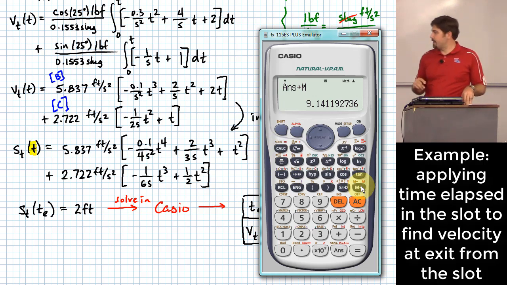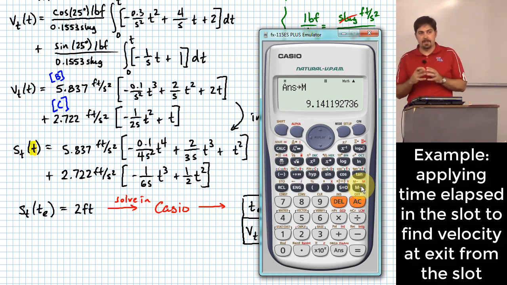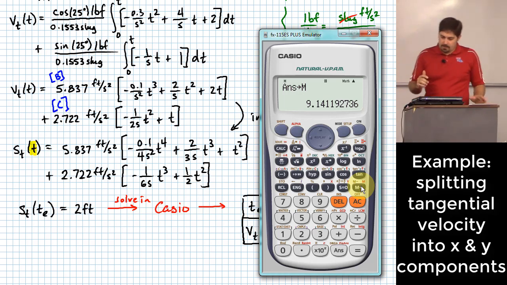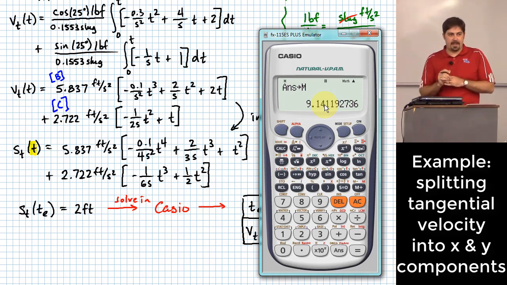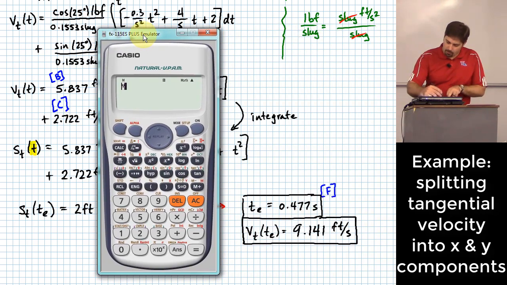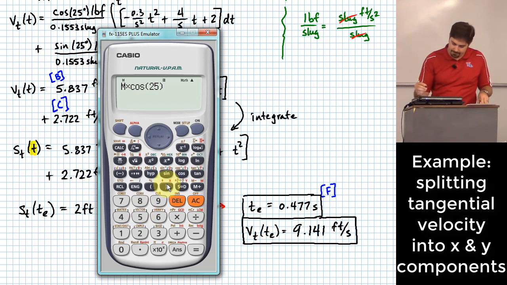Ultimately, what I want is not so much that total velocity, because for the next phase of this same problem I need that velocity split up into x and y components. To get that, we just use the fact that we know the angle it launches at, right? So if I want an x component, I can take this value of 9.141 and multiply it by the cosine of 25 degrees.